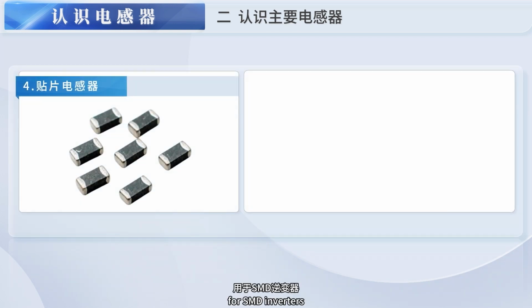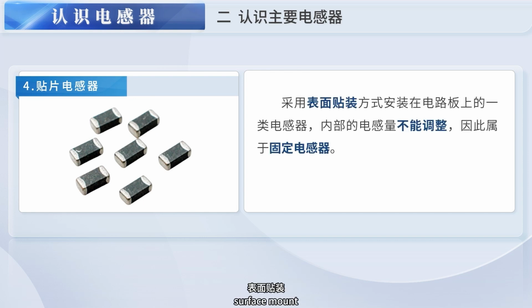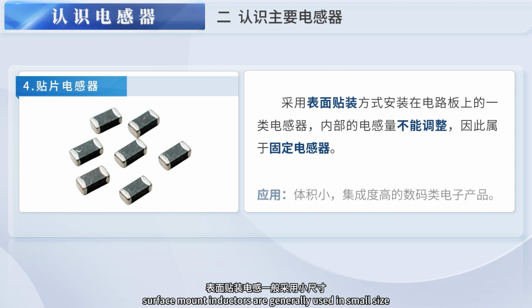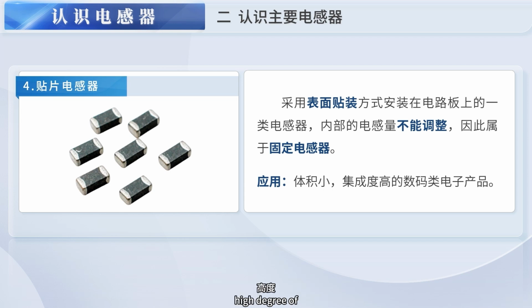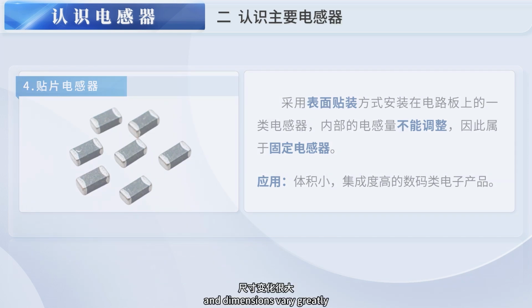For SMD inductors, surface mount inductors are mounted on the circuit board. Their internal inductance cannot be adjusted, so they belong to fixed inductors. Surface mount inductors are generally used in small-sized, highly integrated digital electronic products. Depending on working frequencies, currents, and shielding requirements, the number of turns, the skeleton material, the shape, and dimensions vary greatly.